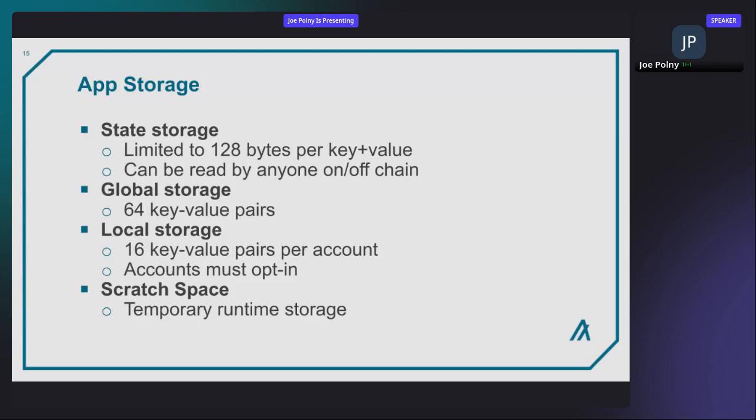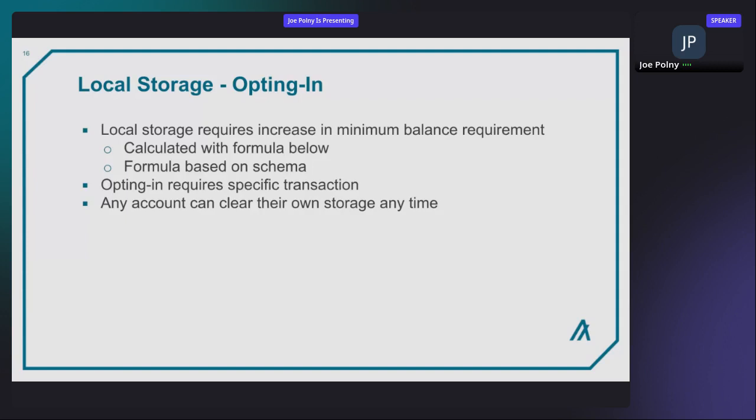And so opting in, as I previously mentioned, local storage requires a minimum balance. And how much of a balance that requires is calculated with a formula. I said formula below, but I took out the formula. But it's basically a formula based on the schema. So depending on how many integers and how many byte arrays you're going to be saving, you're going to have more or less minimum balance required. And again, minimum balance is basically just saying how much algo do you need locked in your account in order to use this local storage.